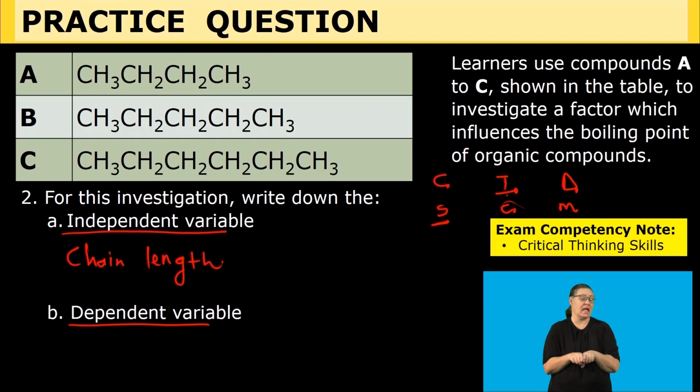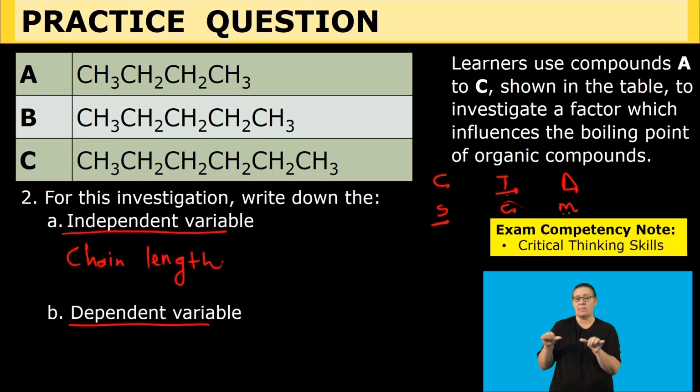But what is kept the same here is the homologous series. So the same homologous series is kept the same, which means the intermolecular force is kept the same, because we are looking at the same intermolecular force, being the London force. So what is changed is the chain length, but what is dependent?